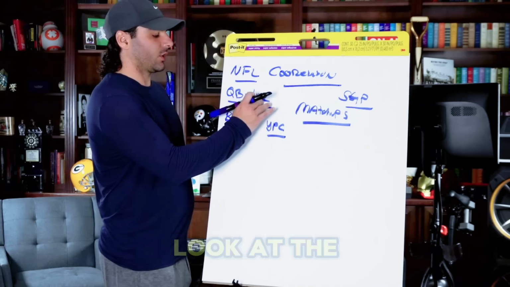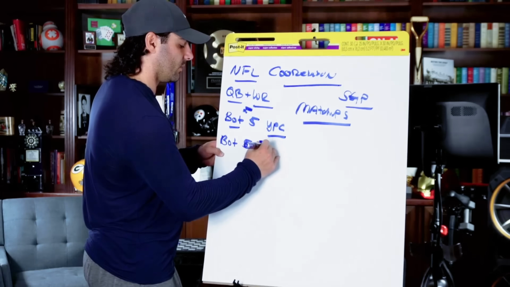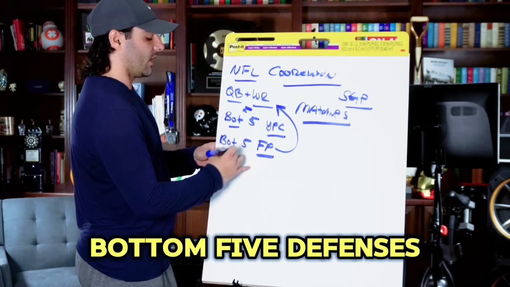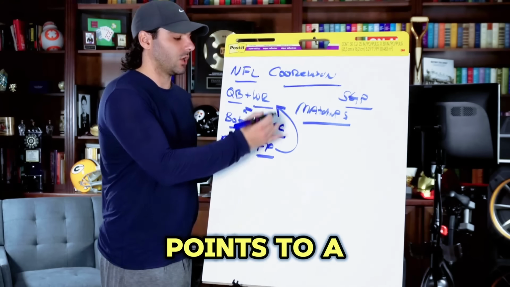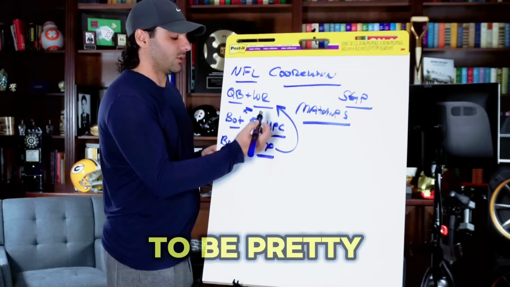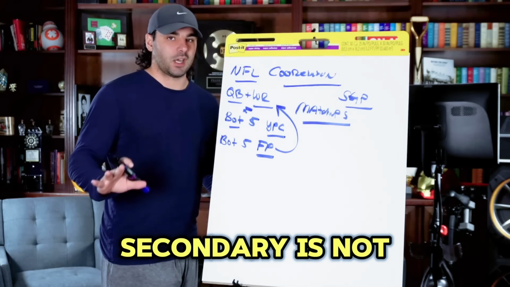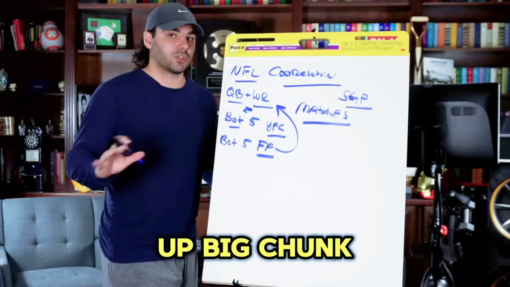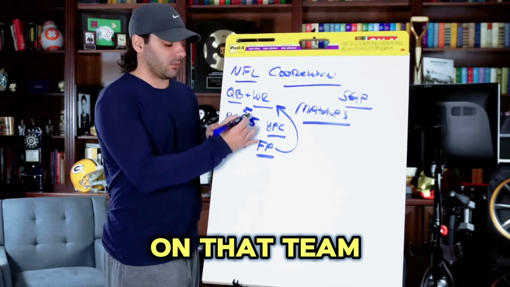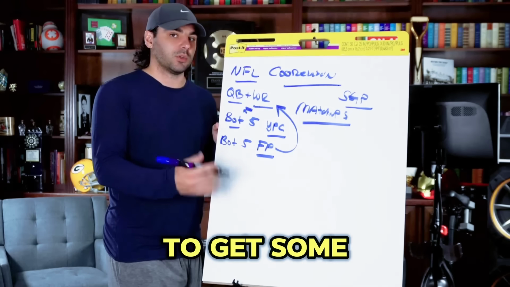The second thing is we're going to look at the wide receiver matchup. So what we want here is the bottom 5 in fantasy points, okay, versus wide receivers. So we want bottom 5 defenses that allow a lot of fantasy points to a wide receiver. So when we find a matchup like that, we want the yards per completion to be pretty high. So what does this mean? This means that pretty much that secondary is not that good, okay? And they give up big chunk plays. So they should give big chunk plays to the key wide receiver on that team, which also, going against a team that is bottom 5 in fantasy points, should be able to get some yardage.